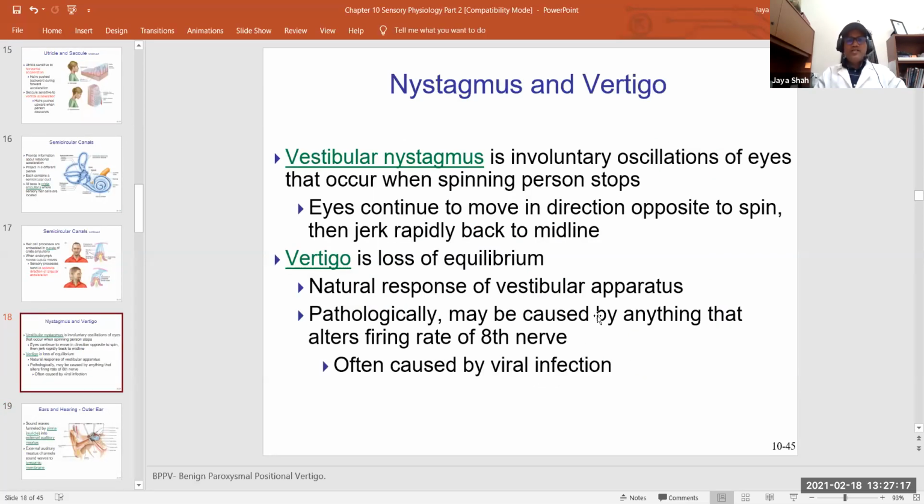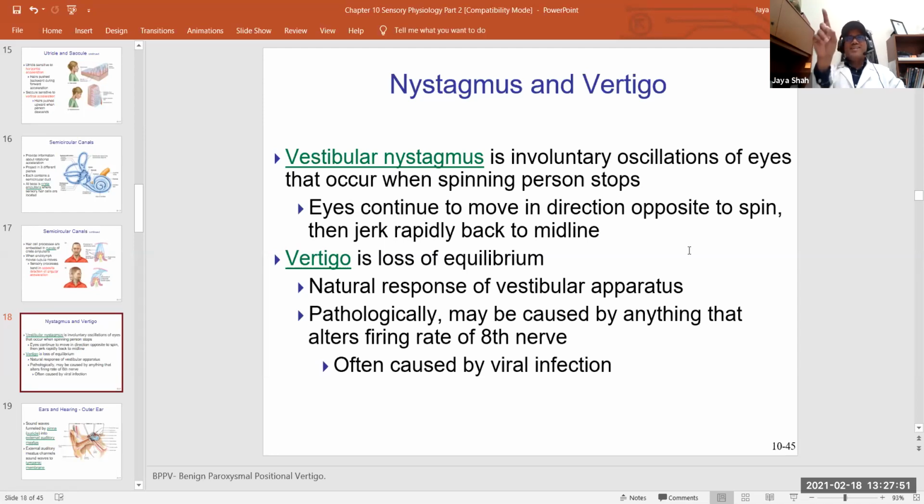Nystagmus and vertigo are the same thing I explained earlier. Vestibular nystagmus is involuntary acceleration of the eyes that occurs when spinning persons stop. So the eyes continue to move in one direction opposite to the spin, then jerk rapidly back to midline. Let's say you are moving somebody, there is fluid in the semicircular canal, and the vestibule is also moving. But when you stop somebody abruptly, what happens?